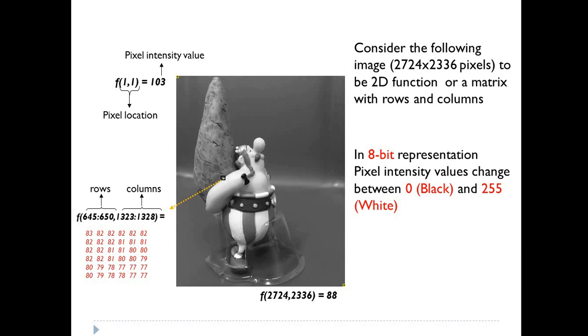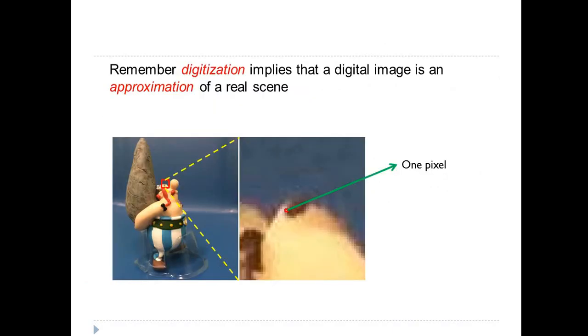Now if we represent this amplitude level using 8 bits, then it will be a digital value. Remember, digitization implies that a digital image is an approximation of a real scene. You could visualize it in the figure.